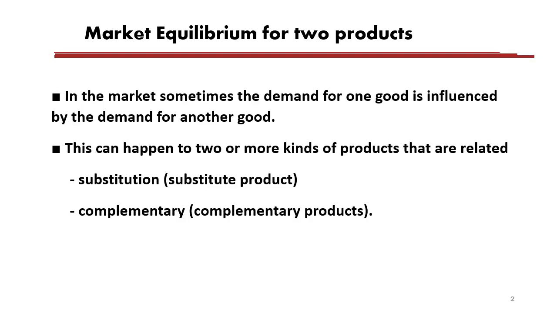Okay, in the market, sometimes the demand for one good is influenced by the demand for another good. And this can happen to two or more kinds of products that are related, such as substitution products and complementary products.